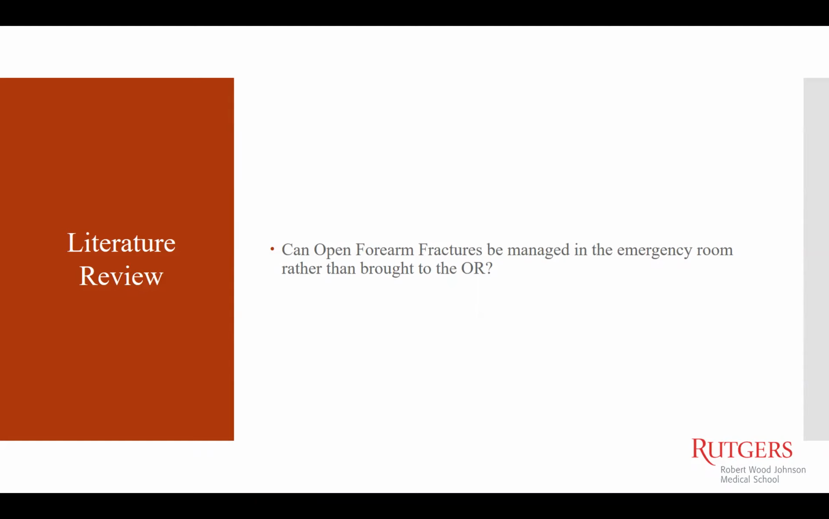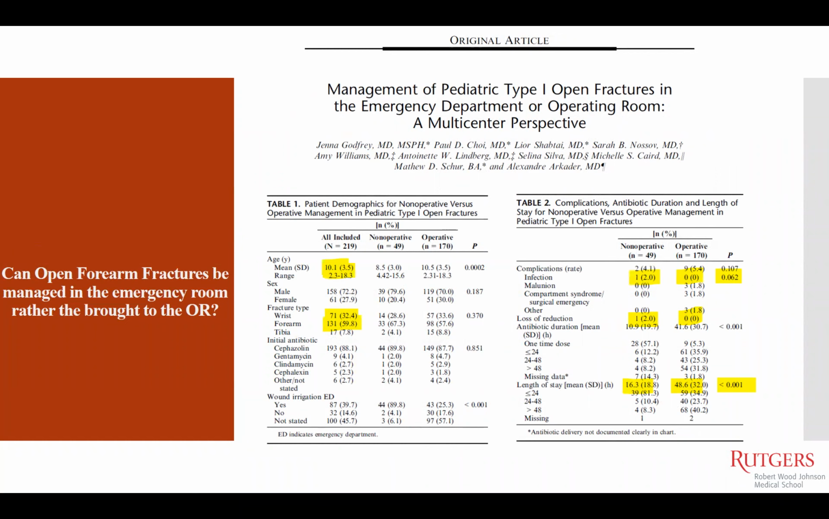Overall, there was a similar infection risk, approximately 2% in the literature, which was also found here. The non-op patients had a shorter length of stay, 9 hours compared to 16 hours for operative. Generally, complications were increased in operative patients, with 3 surgical emergencies: compartment syndrome and acute carpal tunnel. It wasn't statistically significant, and that could have been related to sample size.